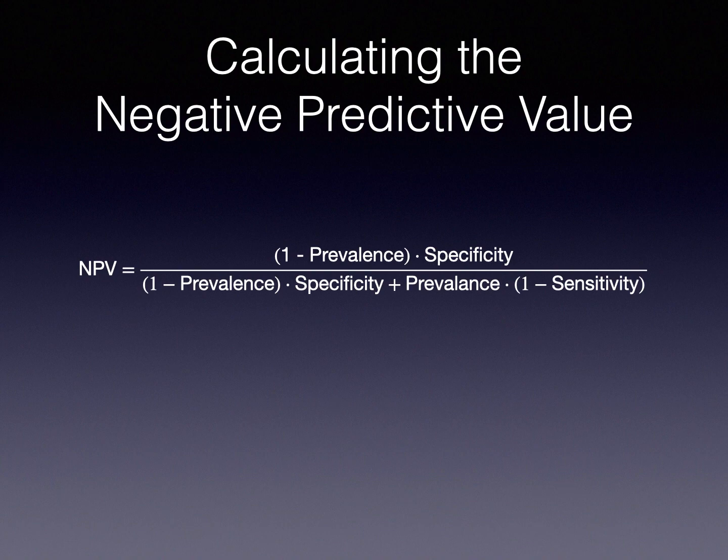Now, Bayes' theorem can be used to come up with a formula for the negative predictive value in terms of the prevalence of disease in the population and then the sensitivity and specificity of the screening test. All right, so the NPV is equal to 1 minus the prevalence multiplied by the specificity of the screening test. That's in the numerator of this ratio. And in the denominator, we have that same quantity, 1 minus the prevalence times the specificity of the screening test, and then to that we add the product of the prevalence and 1 minus the sensitivity.